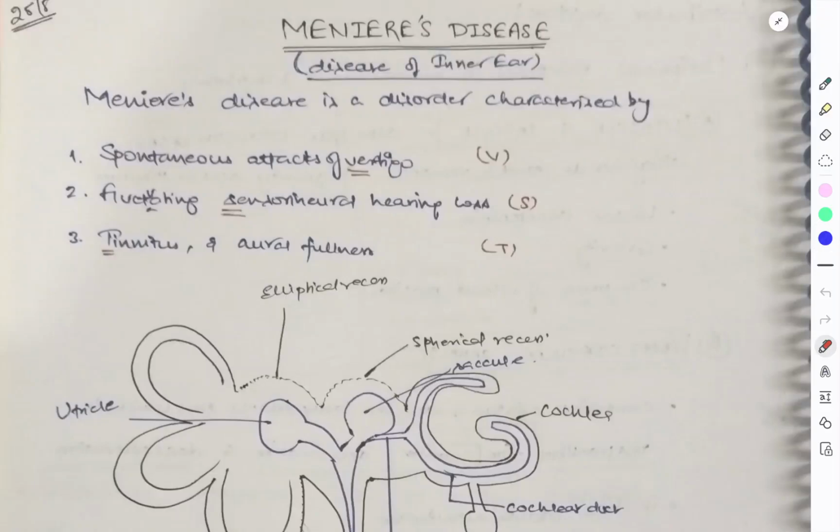Today let's learn about Meniere's disease, a disease of the inner ear. Meniere's disease is a disorder characterized by VST. You have to remember in this sequence only. V stands for vertigo, S stands for fluctuating sensory neural hearing loss, T stands for tinnitus, and then aural fullness. Vertigo, that is spontaneous attacks of vertigo.